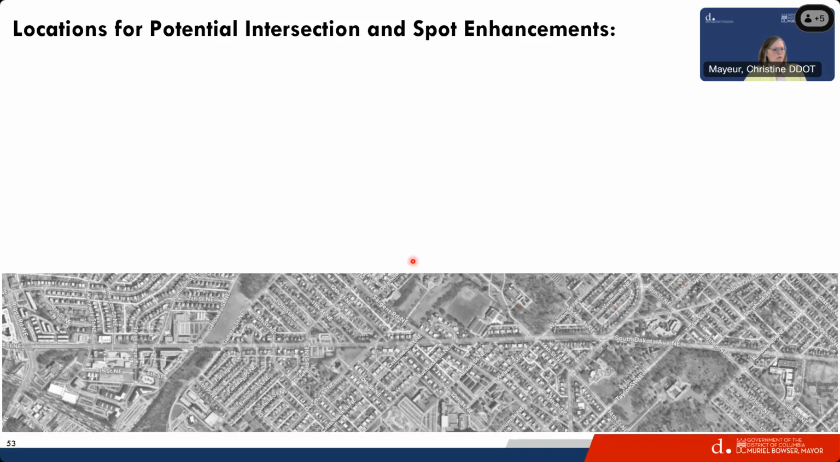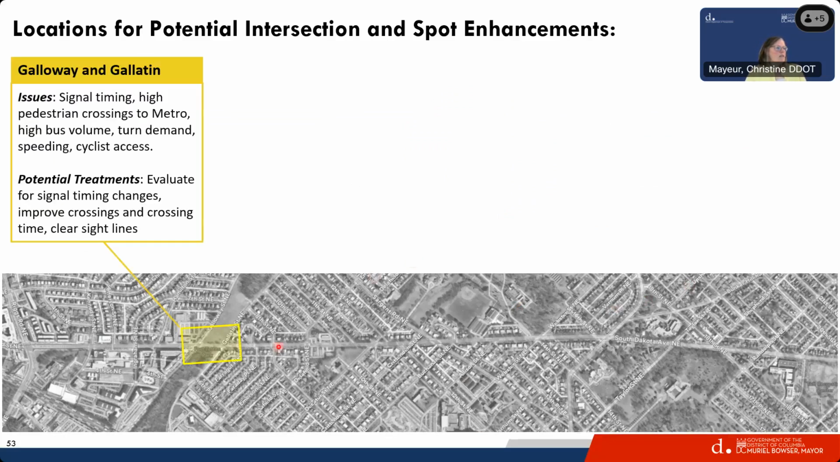So where we've started to identify and have heard from you all and documented your comments, starting at the north end, Galloway, Gallatin, here signal timing seems to be an issue. Pedestrian crossings to Metro are very high. Lots of buses turning in for the Metro turn demand. Lots of speeding in this segment, and cycling access to the Metro station. So we're looking at signal timing changes, improvements to crossings and crossing times, and then clearing out sight lines where we need to.